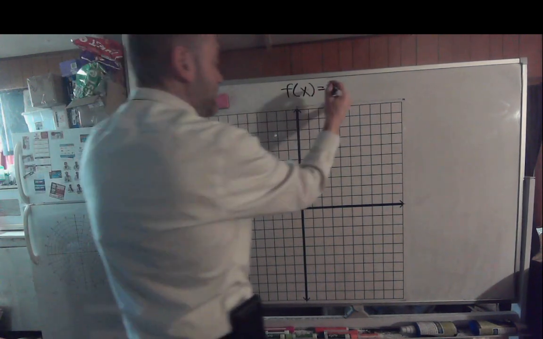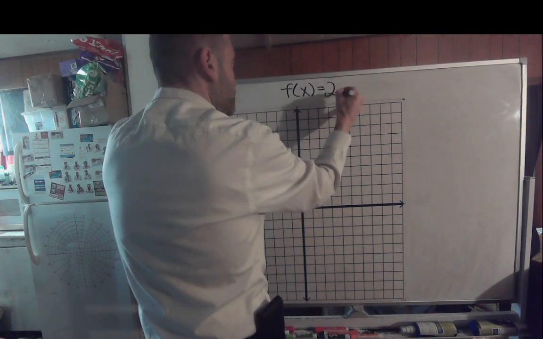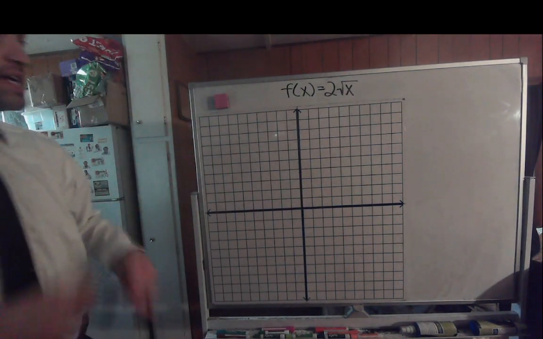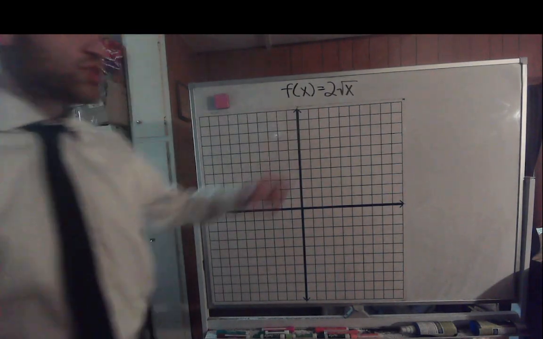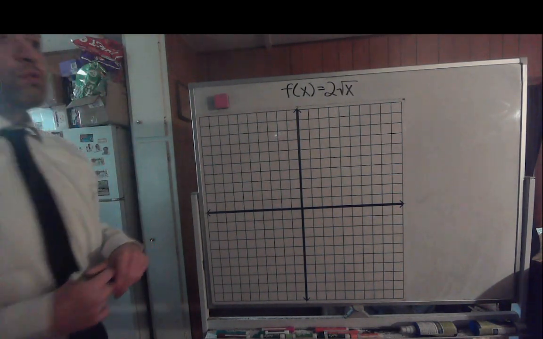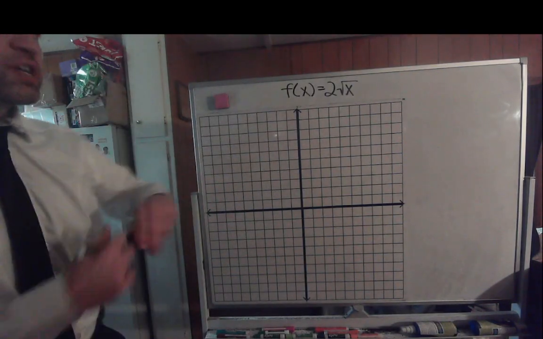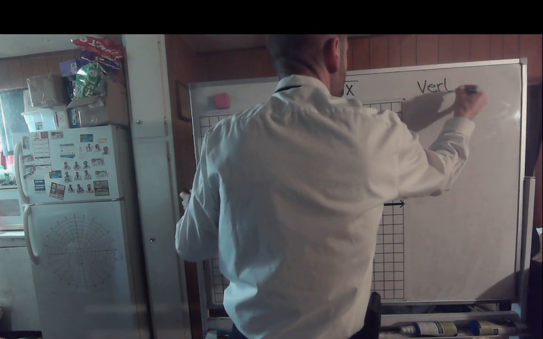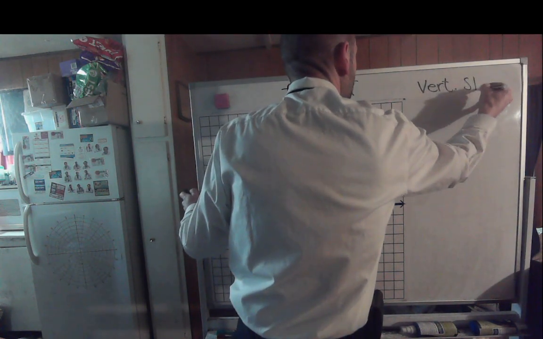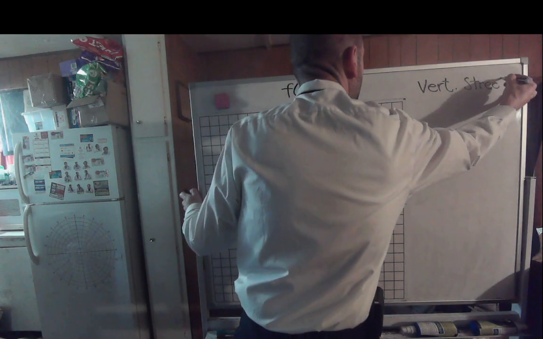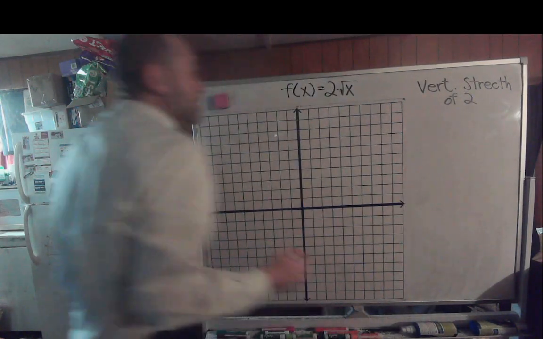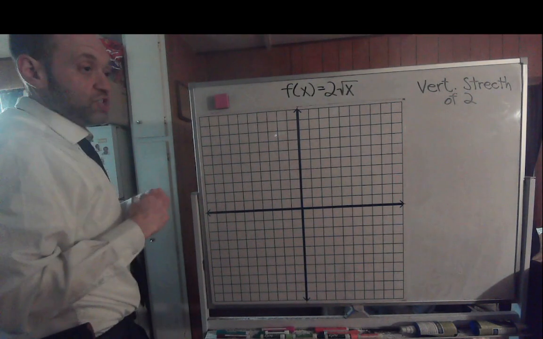f of x equals 2 times the square root of x. So we're going to take f of x equals 2 times the square root of x. Well, what we have here is a vertical stretch of 2. All right, so let's just plot this.